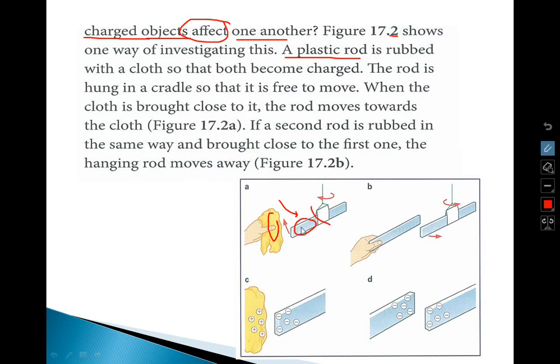In this case, they come close to each other when you rub the rod with the cloth. And when the second rod is rubbed in the same way and brought close, they get the same charge. Here the charges are different, that's why they come to each other. Here they have the same charge, that's why they repel each other. So this one starts moving this way.